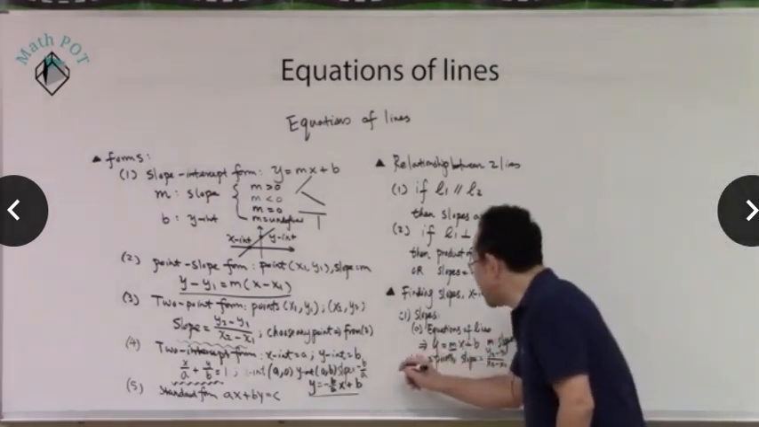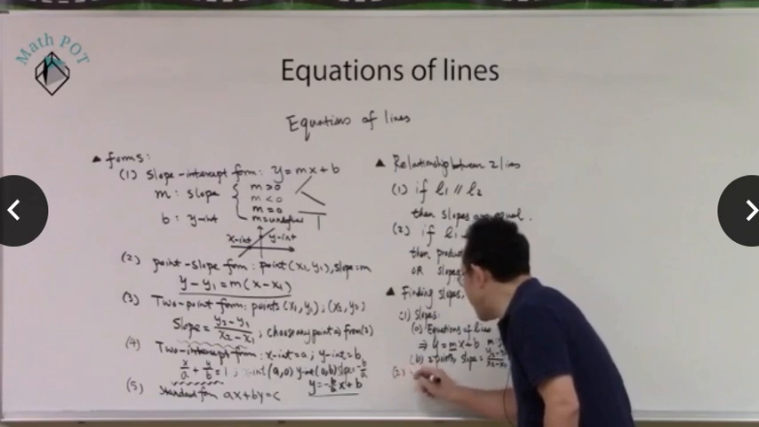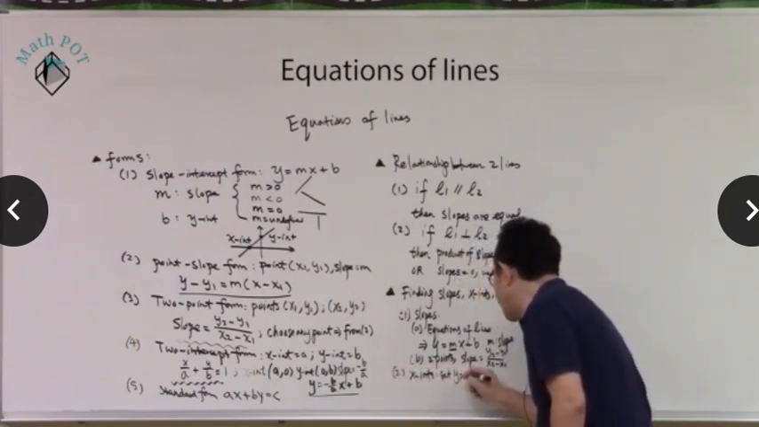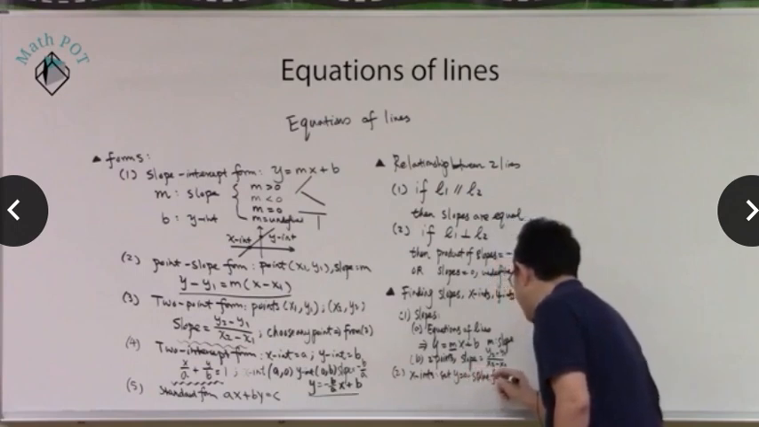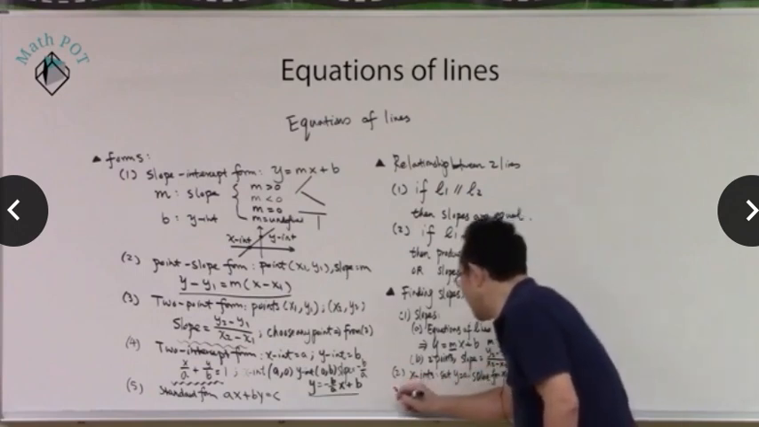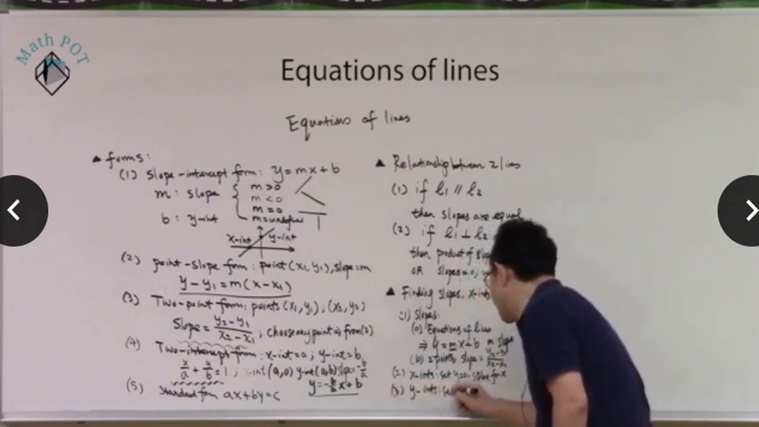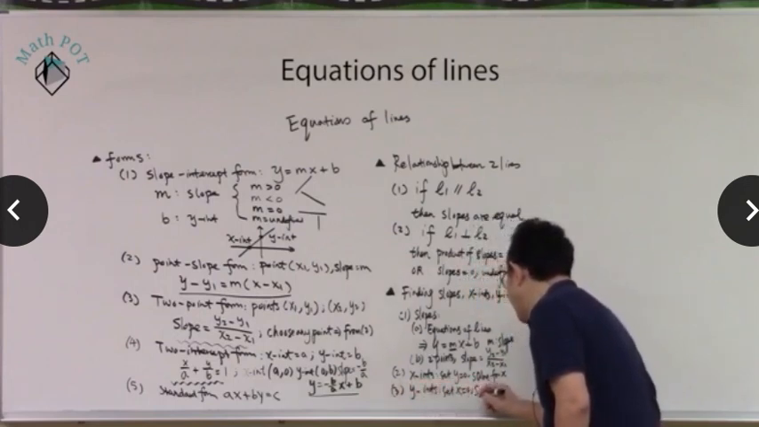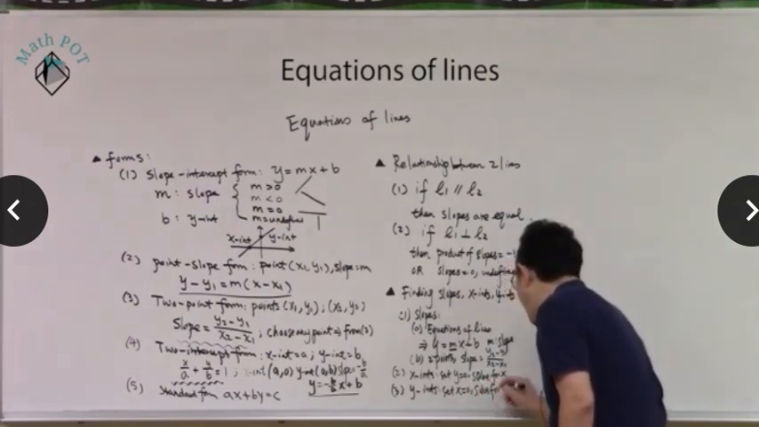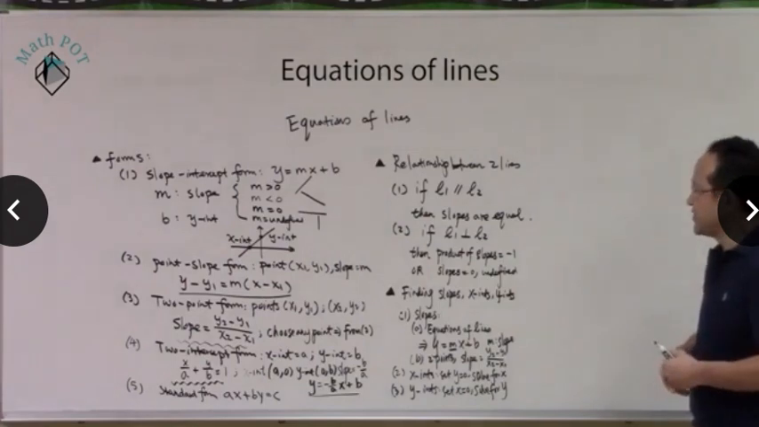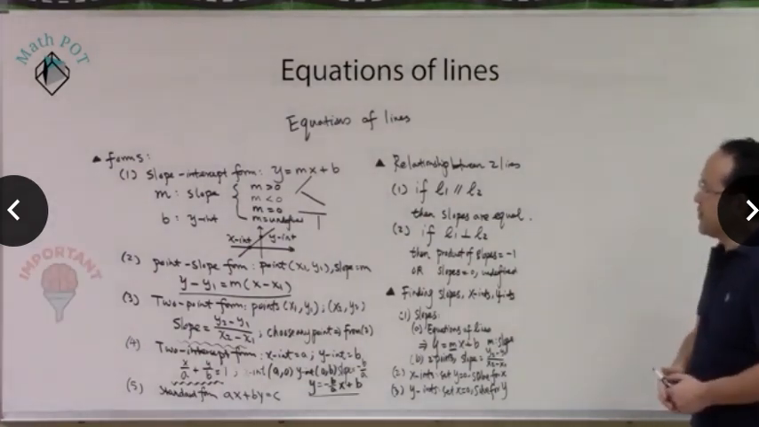So how about figuring out the intercepts? For the x-intercept, all you do is set y equals 0 and solve for x. That is very straightforward. Another one, how to figure out the y-intercept? All you do is set x equals 0 and solve for y. So make sure you understand how to find the x-intercept and y-intercept. That is definitely super important.